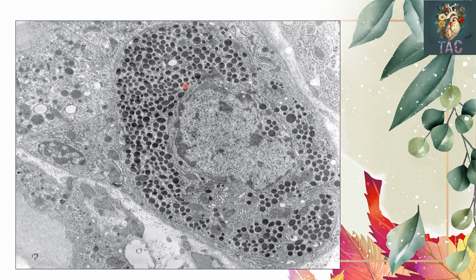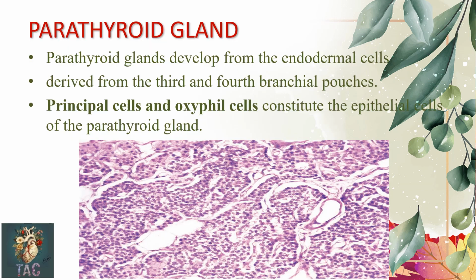A centrally located nucleus is also present over here, and it is a short cell; its height is less, and it does not reach up to the lumen. There are two pairs of parathyroid glands in human beings, the superior parathyroid and inferior parathyroid. The superior parathyroid develops from the fourth branchial pouch, and the inferior parathyroid develops from the third branchial pouch, which is also your MCQ as well.